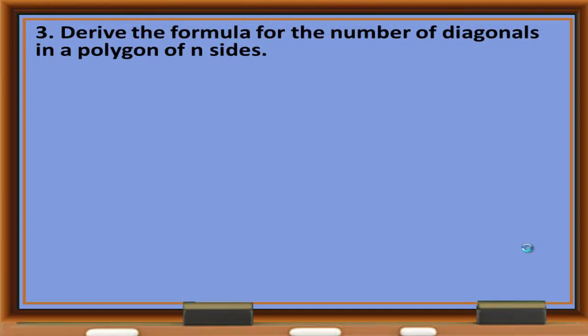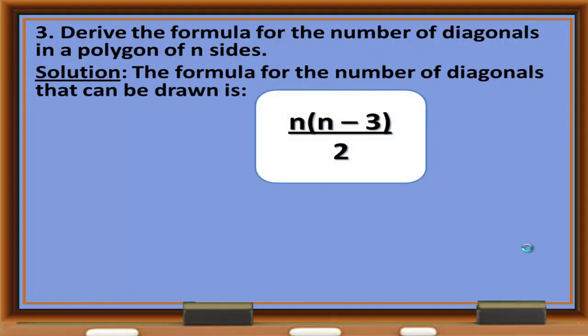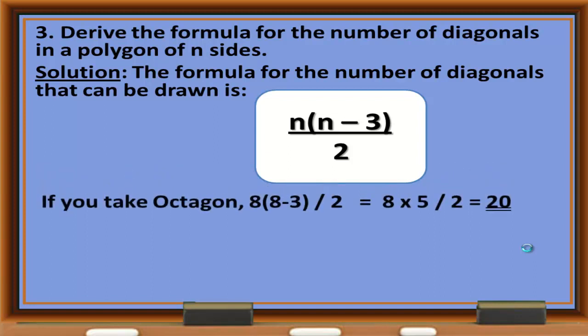Number 3. Derive the formula for the number of diagonals in a polygon of n sides. The formula for the number of diagonals that can be drawn is n times in bracket n minus 3, over 2, where n is the number of sides.